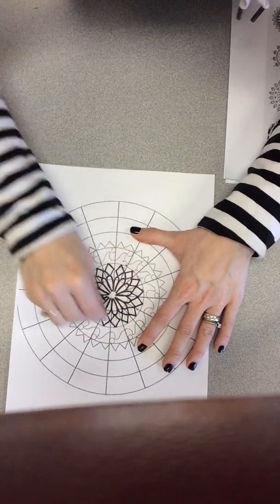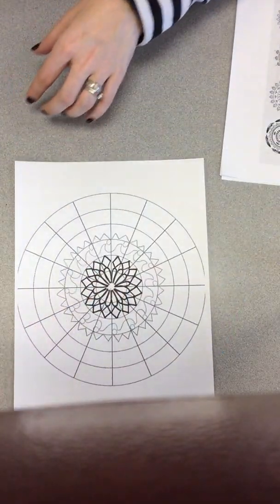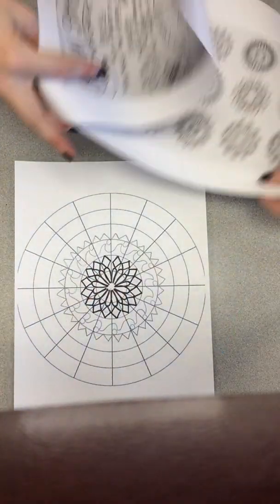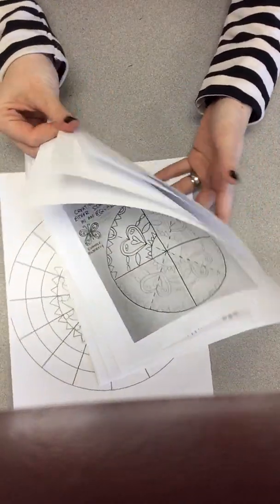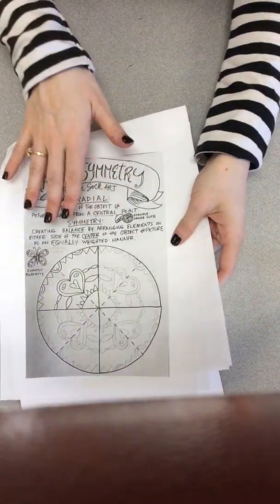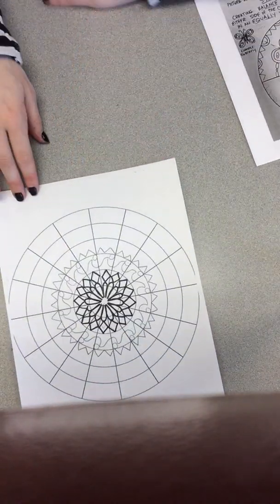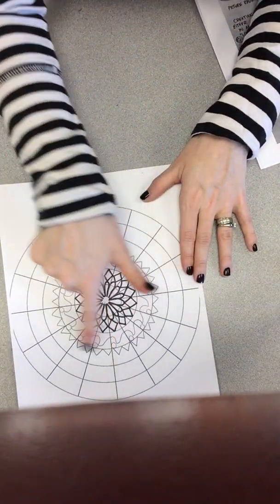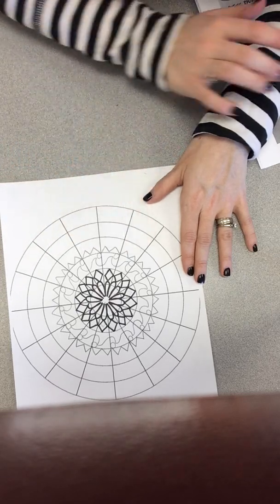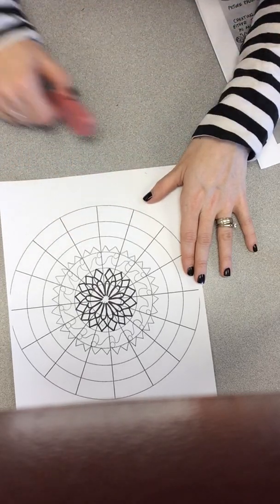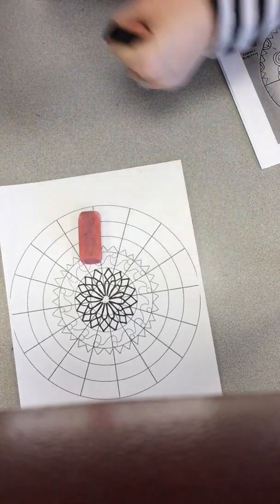All right, so step number 1 today. Give a little peek at your packet if it would be helpful to you. Maybe come up with some ideas or just to see how these radial designs come together. Step number 2, pencil first. Step number 3, trace in Sharpie. Step number 4, erase and color.